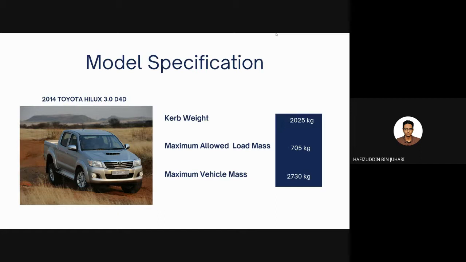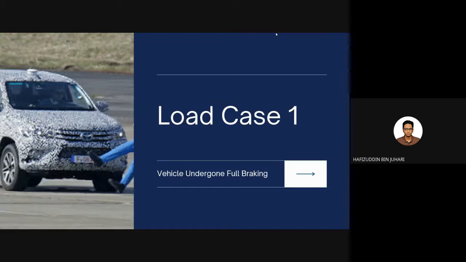The 2014 Toyota Hilux 3.0 D4D is used as the model specification throughout this analysis. The curb weight of the Toyota Hilux is 2,025 kg, while the maximum allowed load mass is 705 kg. Therefore, the maximum vehicle mass to be assumed is 2,730 kg. For load case number 1, I will pass the stage to Mr. Tanis.